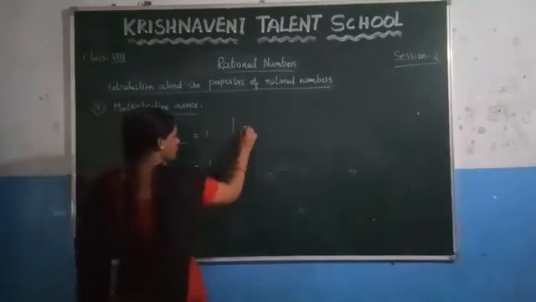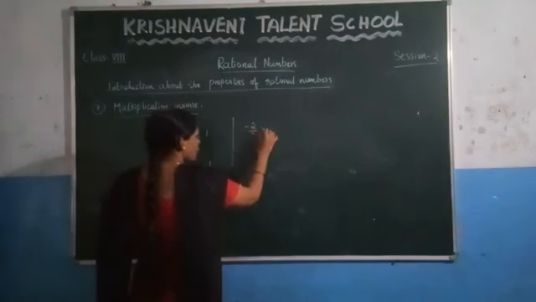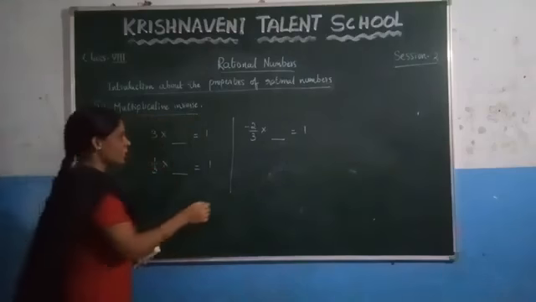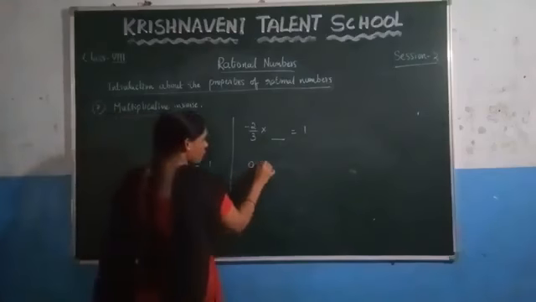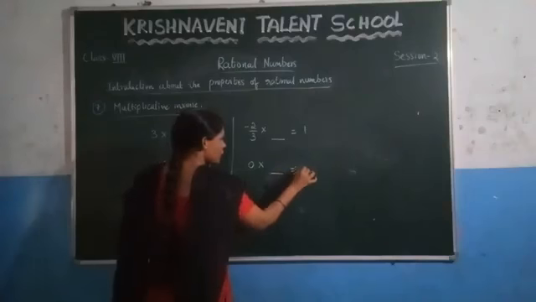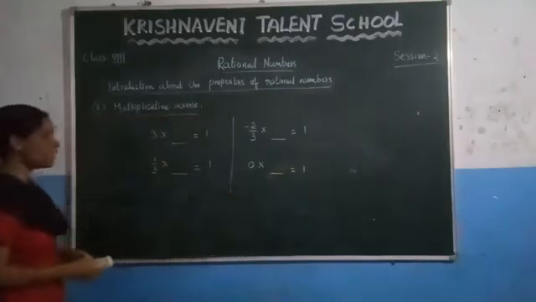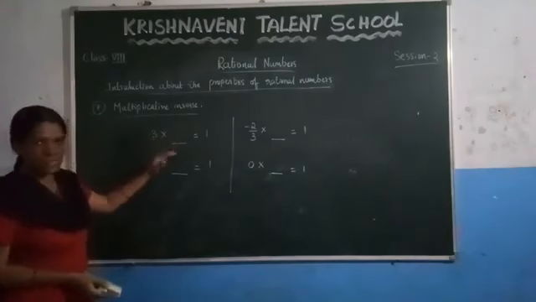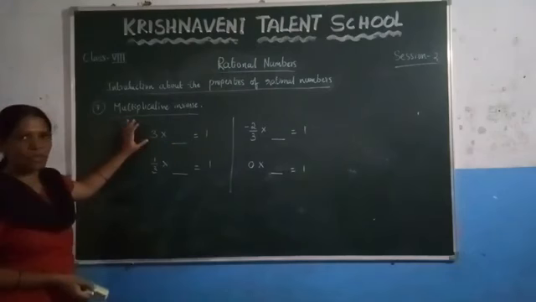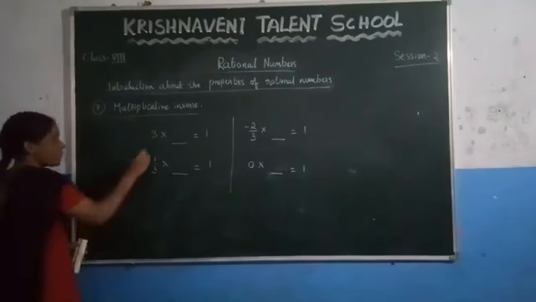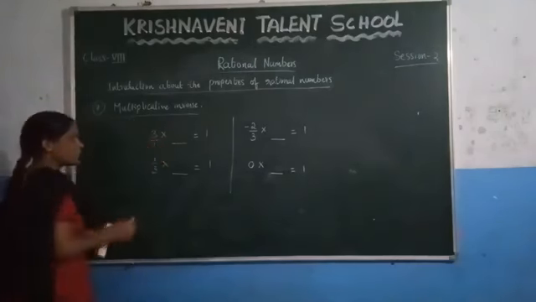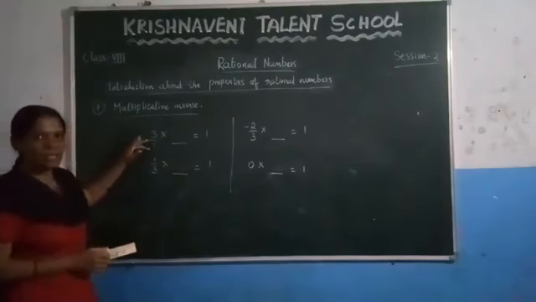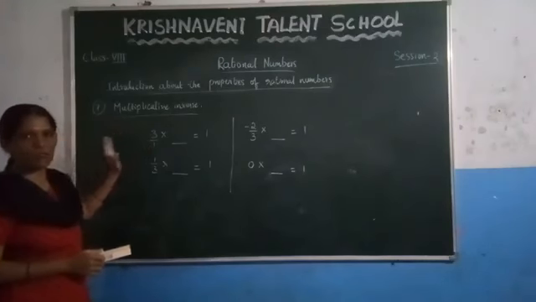Consider a few more numbers. Minus 2 by 3. You have to multiply by a number such that you get the result as 1. Consider 0. You have to multiply by a number such that you get the result as 1. So what is the number you have to multiply such that you get the result as 1? You just have to take the reciprocal of the given number. What is meant by the reciprocal? If you are given any number in the form of a fraction, just interchange the denominator and the numerator. Then we get the reciprocal of the given number.